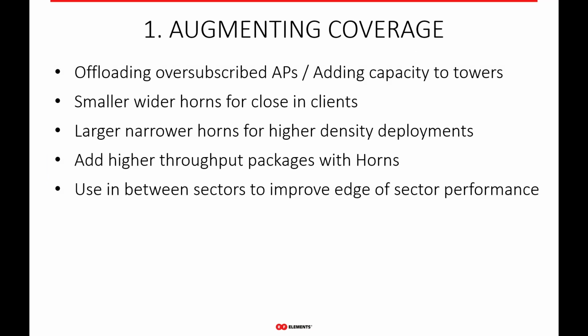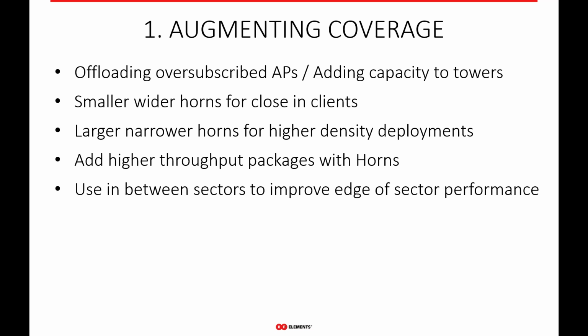So now we'll move into the different methodologies. The first method is that augmented coverage that I spoke about earlier, where you utilize horn antennas at the same time as your traditional sectors or your current antenna technology. We're going to go through a few different types of augmented coverage. One will be used if you're trying to offload oversubscribed APs, or just simply trying to add capacity to your tower.